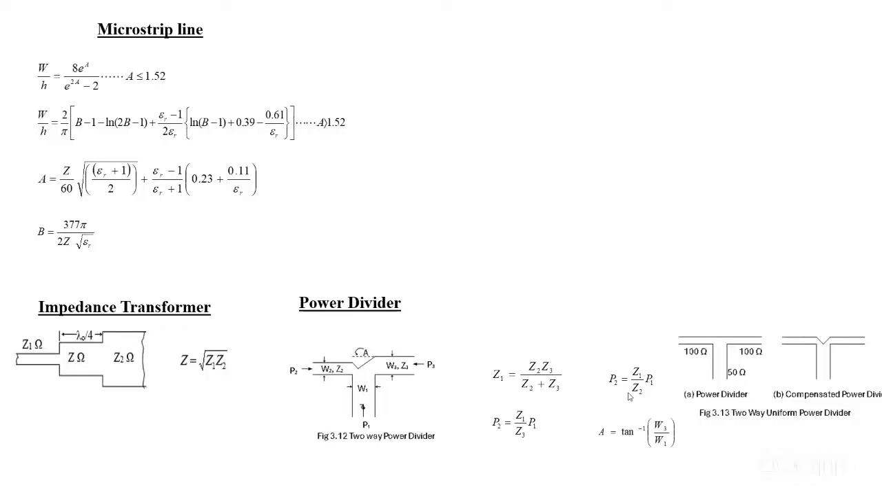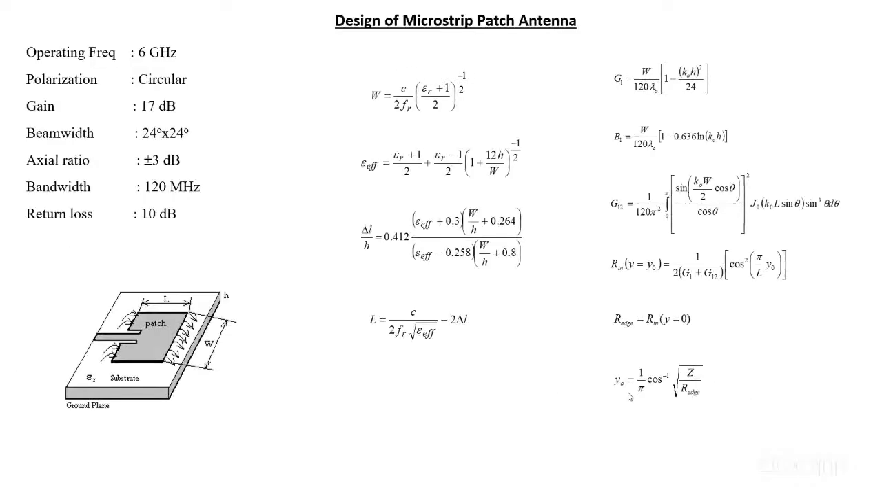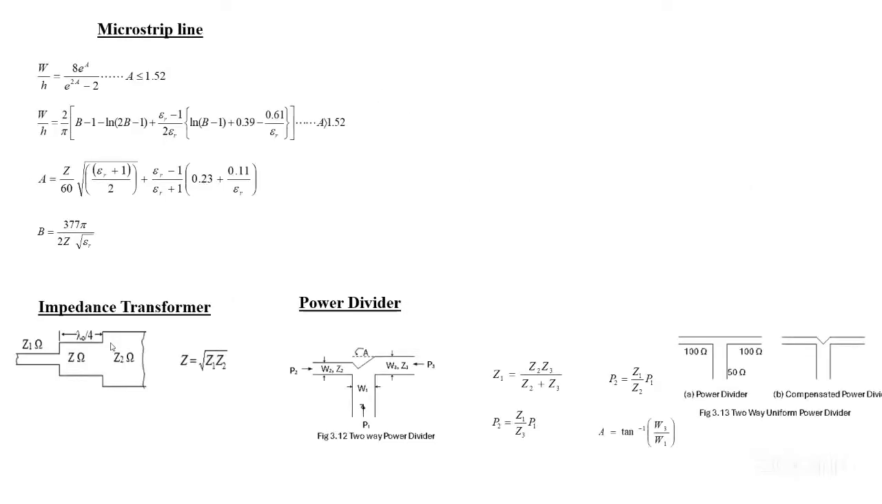Coming again to the patch antenna, what we need to feed with is a microstrip line. So we are using the microstrip line technique to feed this antenna. How to calculate that width, how to calculate that length? For that also we have a set of equations. All these equations we can implement in a program, and once we implement a program, we'll be able to easily calculate all these numbers.